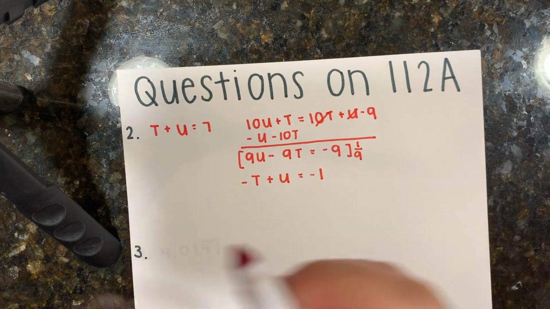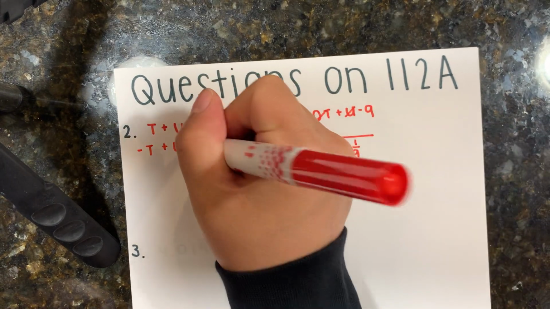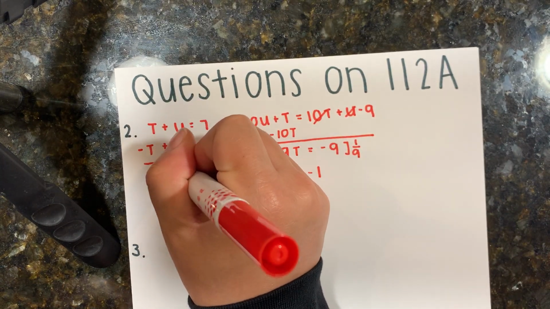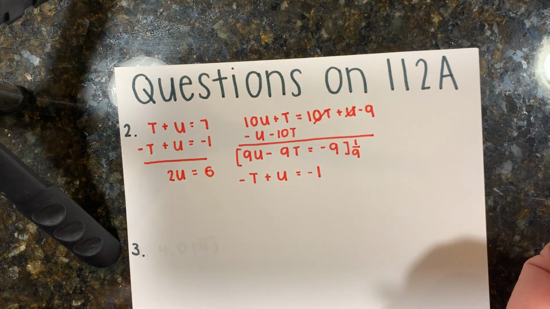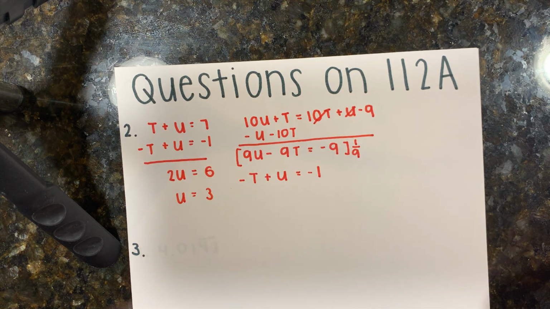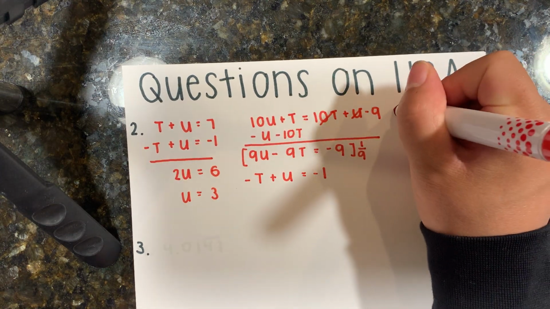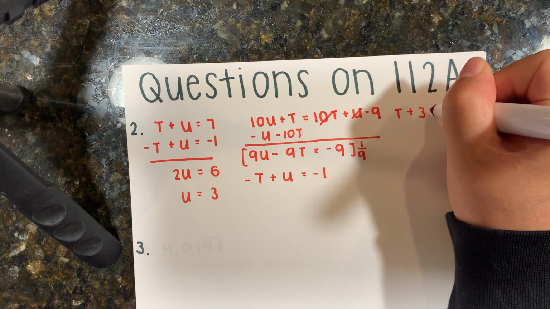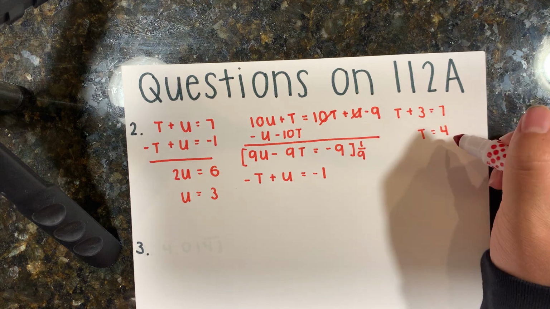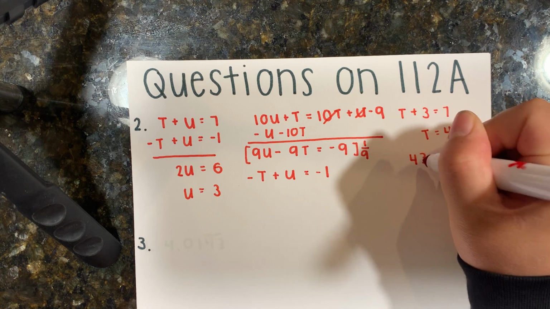And now I'm going to add that to this equation up here, where the t's are going to cancel and you end up with 2u equals 6. And therefore the units digit is going to be equal to 3. Now to solve for the tens digit, you can plug it into the original, or this equation here, which would be t plus 3 is equal to 7. So then the tens digit is equal to 4. If the tens digit is 4 and the units digit is 3, your original number is going to be 43.